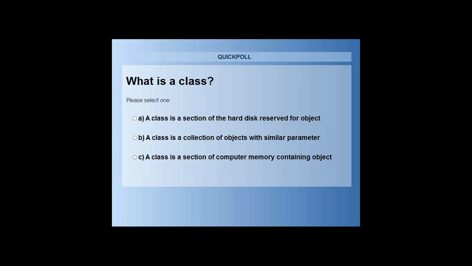Okay, we have the 100% results. 88% of the people say that the second option is correct, and 12% say that the third option is correct. And the correct answer is the second option, which 88% of the people got right. A class is a collection of objects with similar parameters.